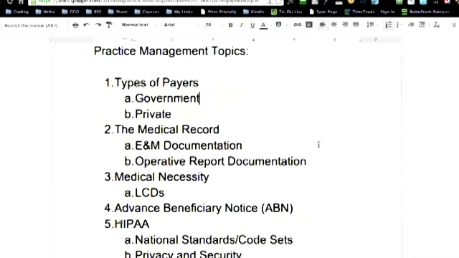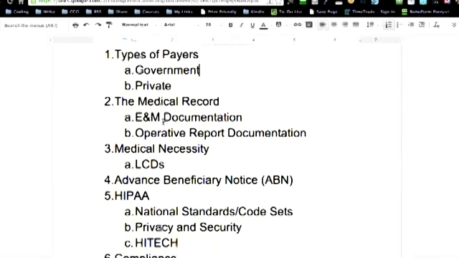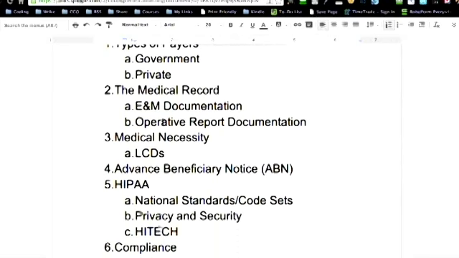So I basically went through chapter 1 of the textbook, which is the AAPC's textbook for physician-based coding, and they have types of payers. They feel it's important for you to understand the difference between government payers like Medicare and Medicaid and private payers. It goes into talking about the medical record and what an E&M note looks like. They discuss the SOAP format, subjective, objective, assessment, plan, and then they talk about operative report documentation. So anything on these general topics could be in that section on the board exam.